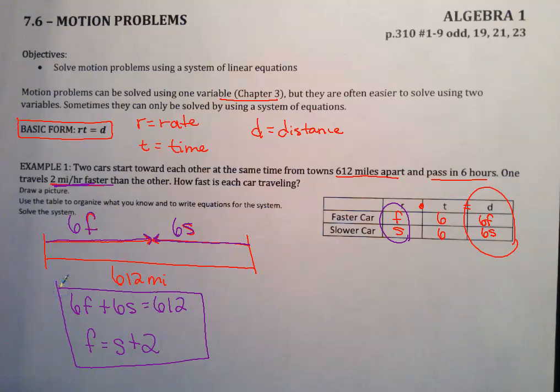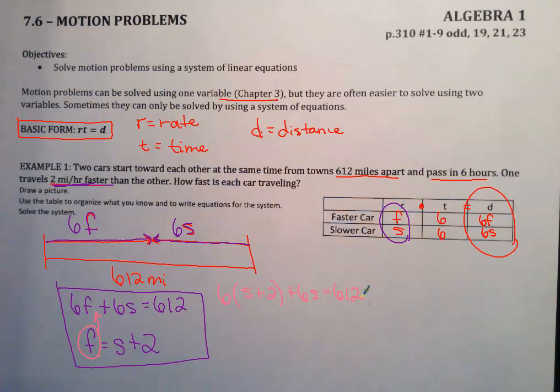How would you solve this system? You would substitute, absolutely. Why? Because F equals S plus 2. You already have F equal to S plus 2, so you're going to substitute it in for F. Perfect. So this is going to be 6 times the quantity S plus 2, plus 6S, is equal to 612.